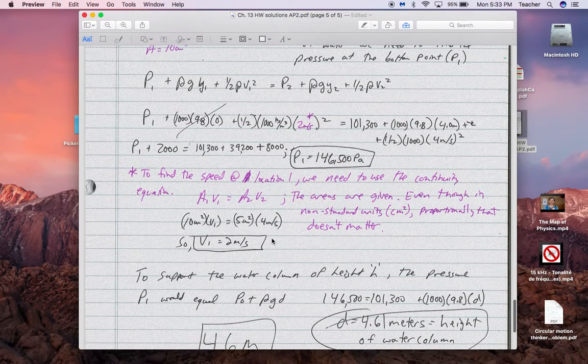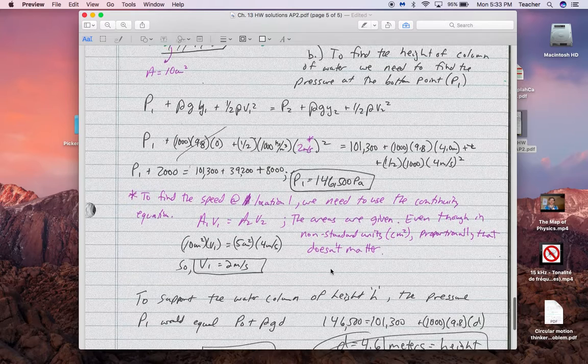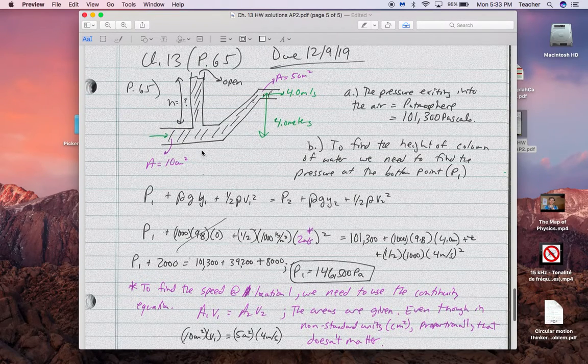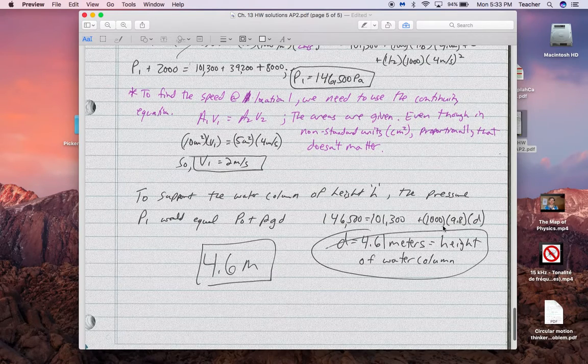So to support the water column at h, the pressure would equal atmospheric pressure plus rho g d. So I know that I've got 146,500 pascals down here. I know atmospheric pressure is 101,300, plus rho g d is the pressure caused by the liquid. So that liquid depth is 4.61 meters.